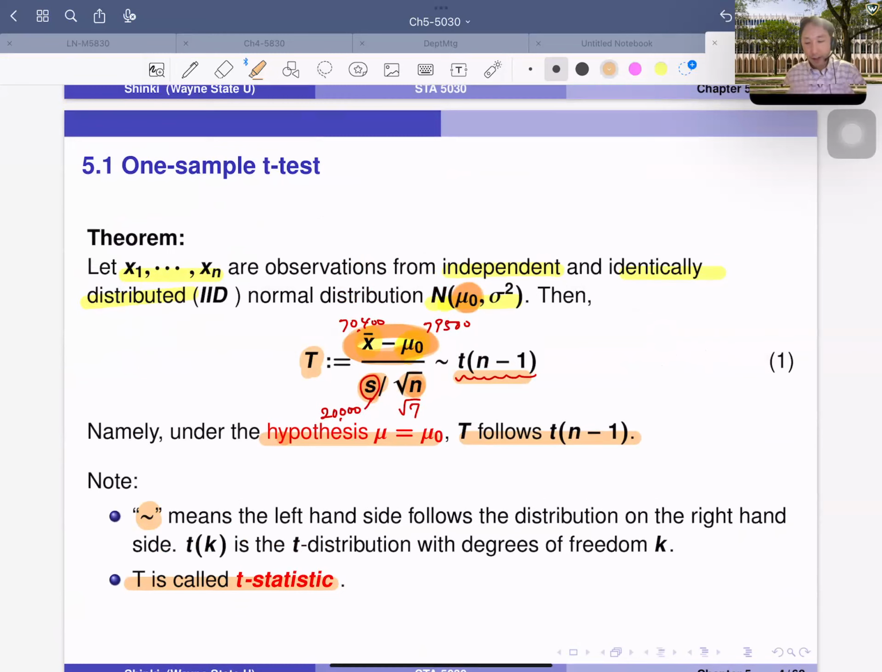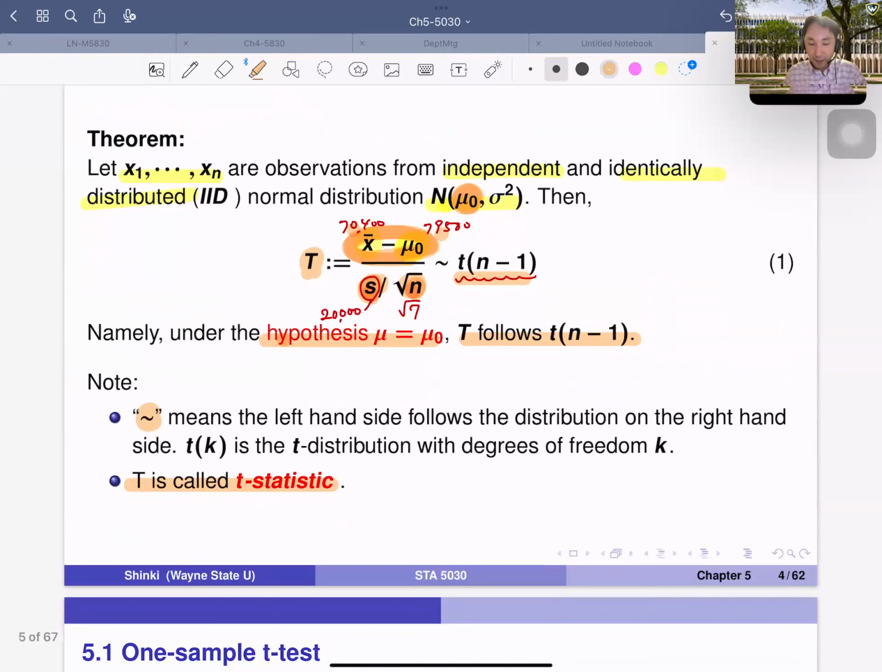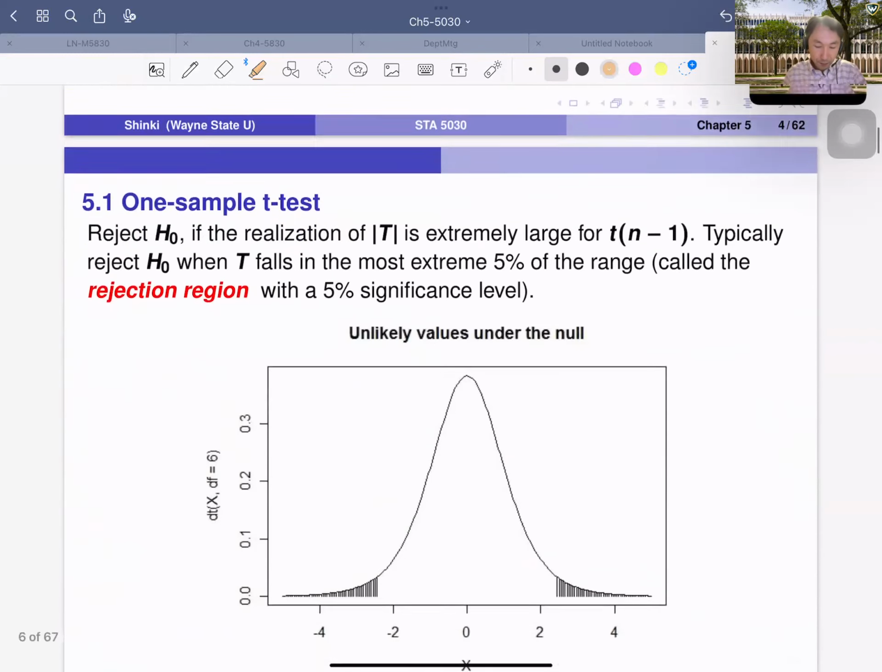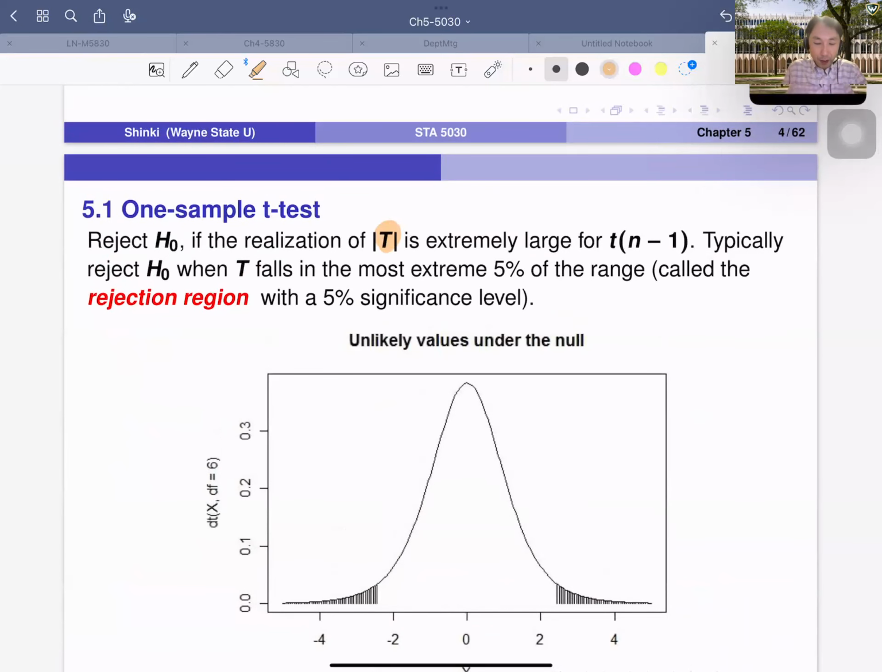So the idea is to account for several pieces of information: the difference between our hypothesis and the actual mean, the standard deviation of the sample, and also the sample size. We use those three pieces of information to see if T is in the normal range. So we reject H naught if the absolute value of T is extremely large compared to the distribution.